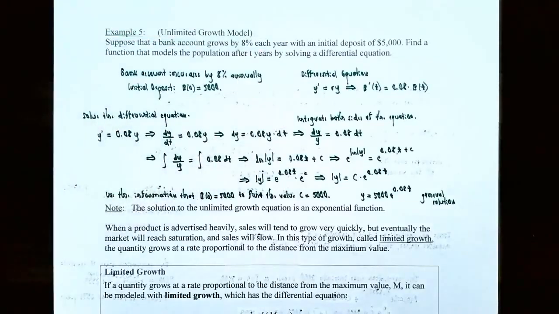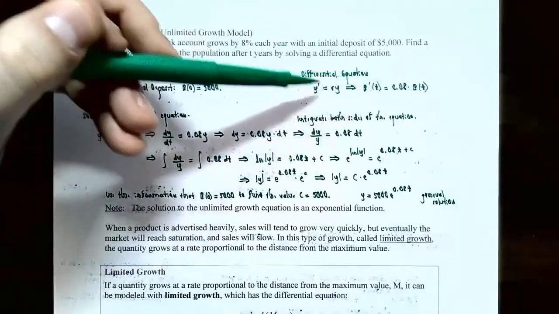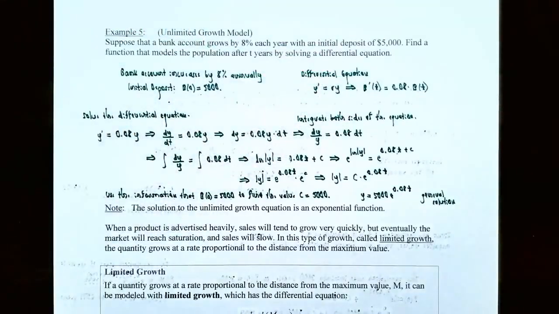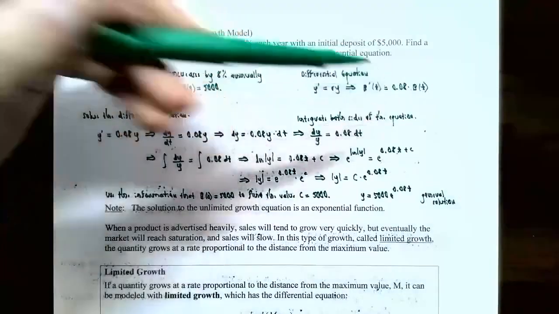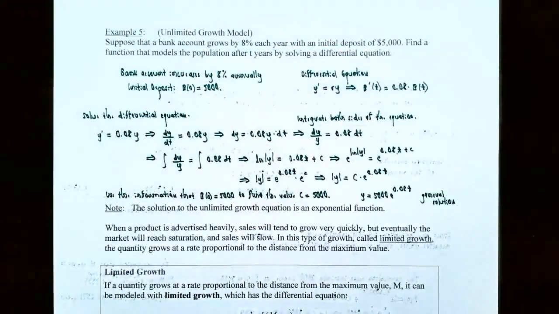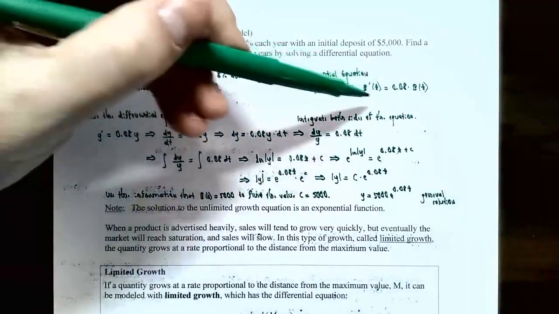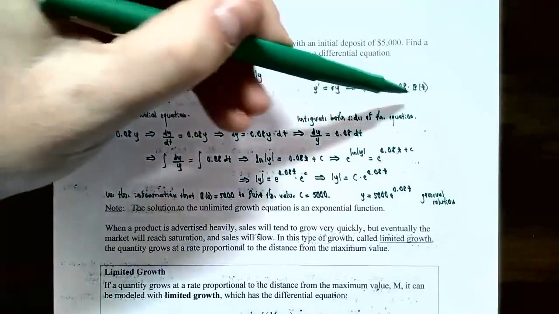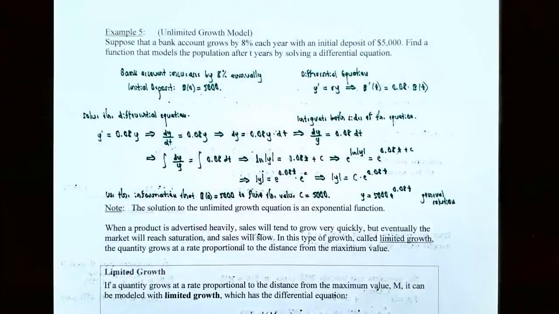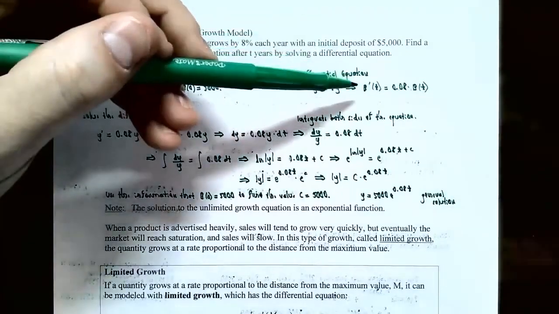Y prime is equal to r times y, where r is a constant. So capital B prime of t is going to be the derivative, so the change in the account balance. We know that r represents the interest rate for this account balance because the account is actually growing each year by 8%. So it's 0.08 times the original account balance, capital B of t. So how fast the bank account balance is growing depends on the interest rate and its original balance. So we need to solve this differential equation.